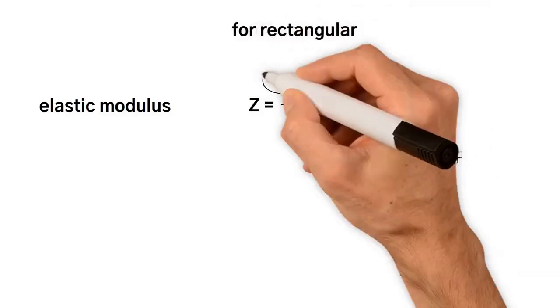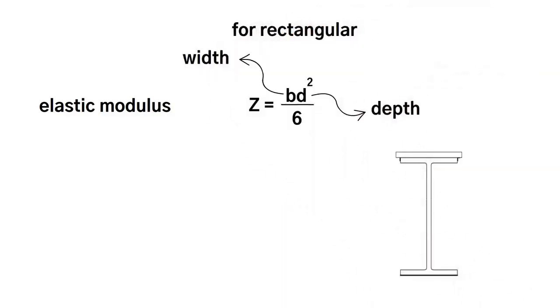For a rectangular section, B is the width and D is the depth. Take care not to confuse the elastic section modulus with the modulus of elasticity. There is no connection. The first is a geometric property based on the shape and dimensions of a section. The second is a material stiffness property.